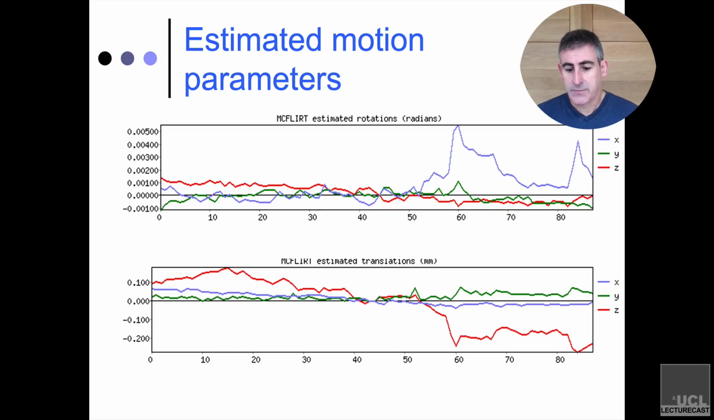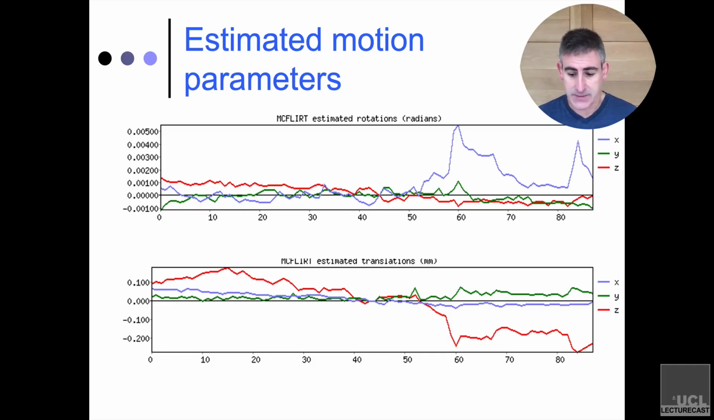So this is the kind of plot that you get out. I've actually used an FSL plot here just because I think it's easier to see them all in one spot. But what you can see is you get estimated rotations in radians, which is not the most useful thing in the world, and then estimated translations in millimeters. Now, at least that's sensible.